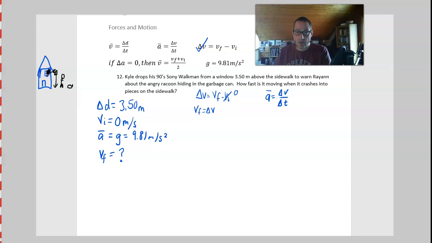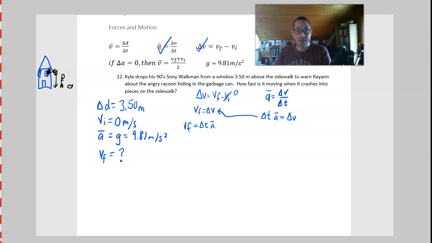Okay, so we're going to rearrange this so it's delta V equals something. If we multiply both sides by delta T, we'll have delta T A bar is equal to delta V. So now we can simply take this and put it in for that. So now we have VF is equal to delta T A bar. Alright. Do we know A bar? Yes. Do we know delta T? No. So we've used these two equations so far.